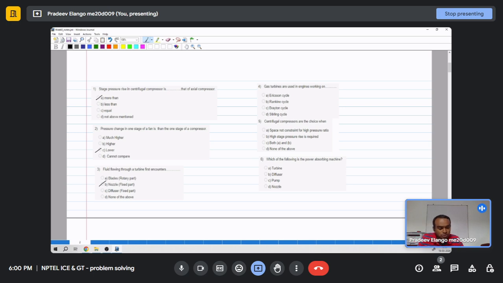Gas turbines are used in engines working on Erection cycle, Rankine cycle, Brayton cycle, Stirling cycle. So it is used in Brayton cycle. Centrifugal compressors are the choice when space is not constrained, for high pressure ratio, or when high stage pressure rise is required: both A and B, none of the above. So the answer is both A and B.